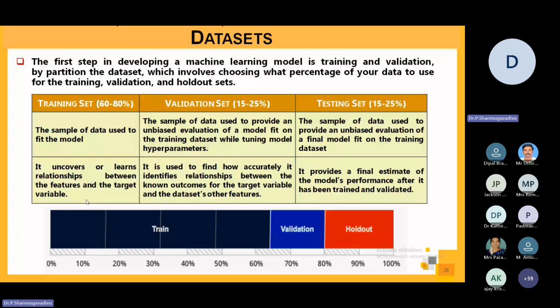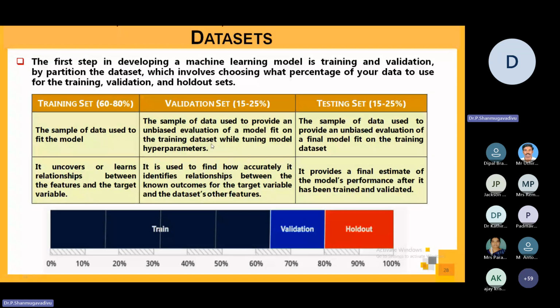What do you mean by that? This clearly shows that when you have multiple features, that may inhibit the process of training the model. So you have to keep them as minimum as possible. That is done with the support of feature engineering. So it uncovers or learns the relationship between the features and the target variables.